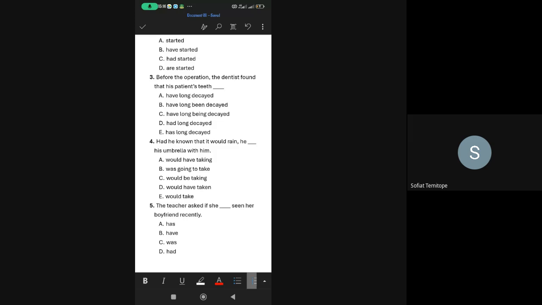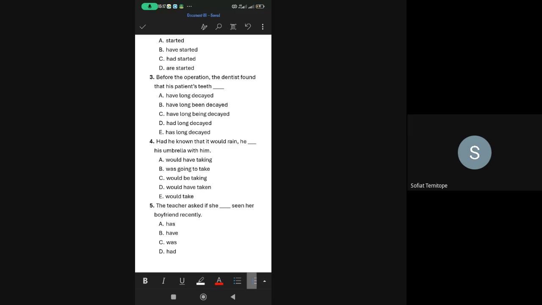Before the operation, the dentist found that his patient's teeth dash. A, have long decayed. B, have long been decayed. C, have long been decayed. D, had long decayed. And E, has long decayed. Option A is not going to be the right option, because in my question this is a past action. Before the operation, the dentist found. This indicates that this already happened. It is not something that is just happening, rather it has happened before. So option A is actually wrong.